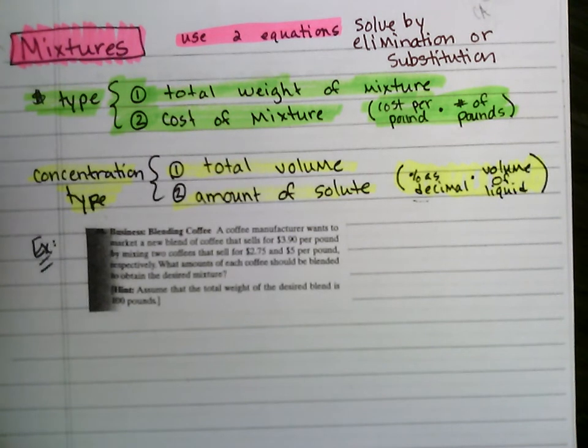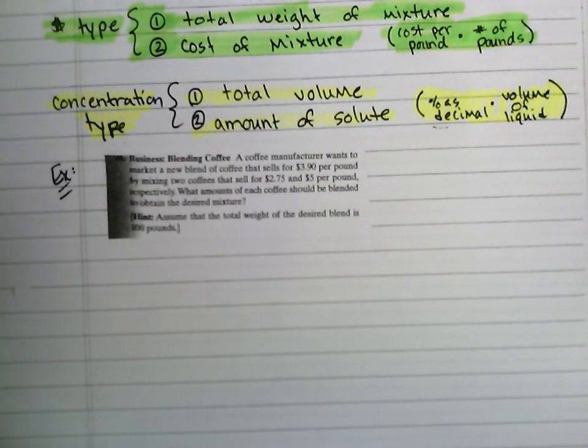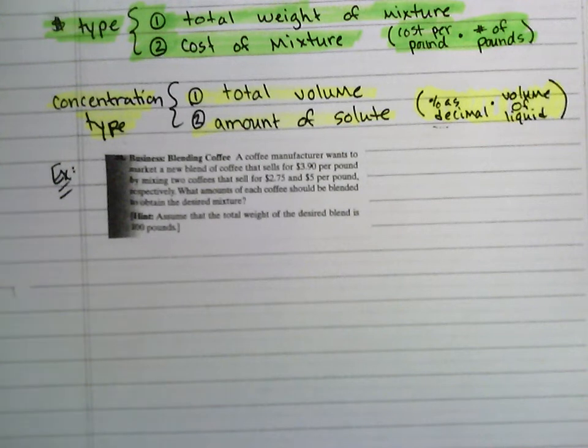So this coffee manufacturer wants to market a new blend of coffee that sells for $3.90 a pound by mixing 2 coffees that sell for $2.75 and $5 per pound, respectively. What amounts of each coffee should be blended to obtain the desired mixture? Assume the total weight of the desired blend is to be 100 pounds.